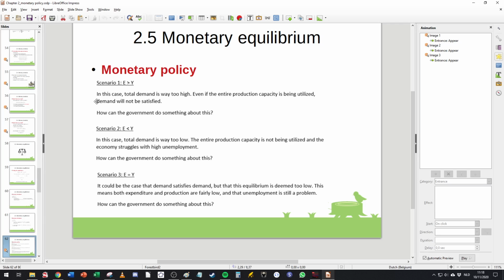So in the first case, when E is greater than Y, total demand is way too high. People are squandering their money. They're spending everything. Even if the entire production capacity is being utilized, demand will not be satisfied. So people want to buy so much goods and services right now, and our production apparatus cannot follow along. How can the government do something about it? So spending is too high.